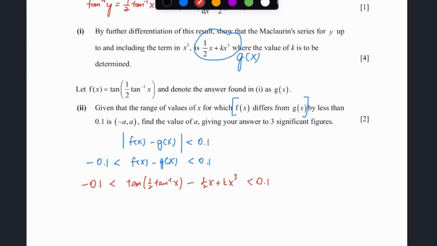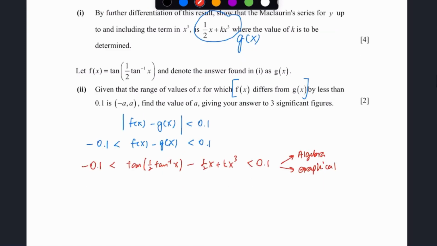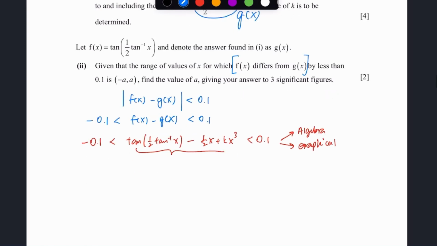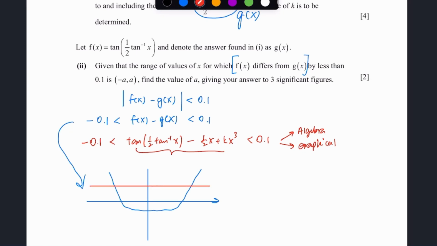Chapter 2. There is the algebraic method. There is also the graphical method. So we need to make use of GC to plot. We will need to plot this thing in your GC. My guess would be from here, straight away, or maybe from here, you can plot something like this. I'm just guessing. Okay, I have something like this. Very weird. And then it has to be between here and here.